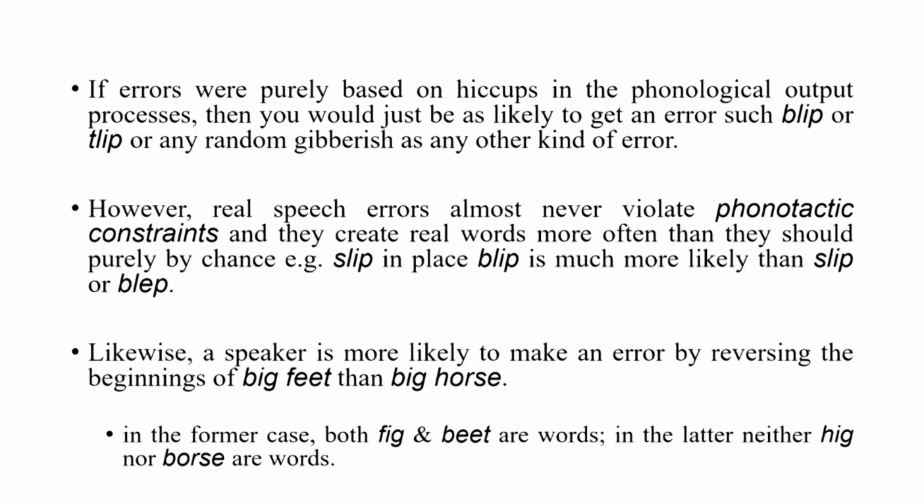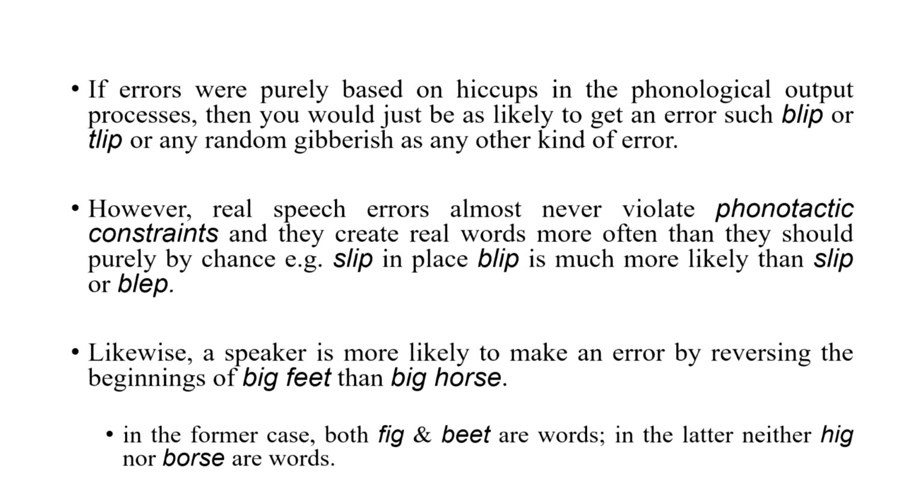Let us look at this a bit more closely. If speech errors simply reflected random errors in the selection of phonological units or execution of articulation, there would be no reason why sound exchanges almost always result in an actual word being produced, because then there is no pattern, no constraining, no scaffolding. Also, if errors were purely based on hiccups in the phonological output, you would be just as likely to produce an error such as blip or clip or any random gibberish sound.